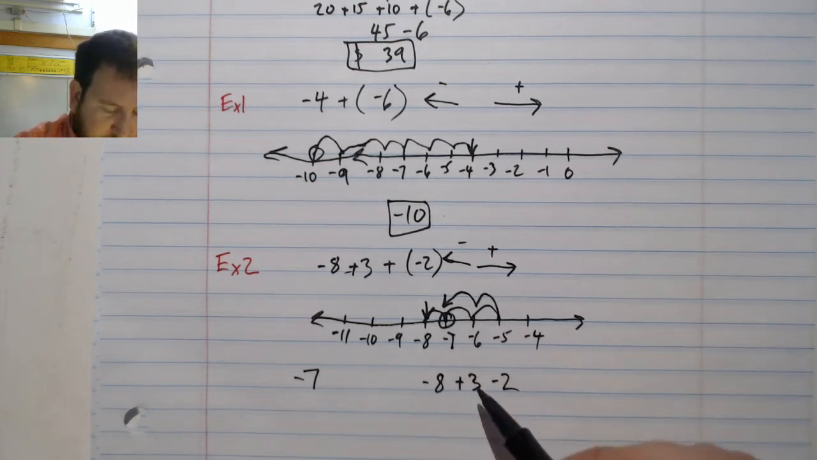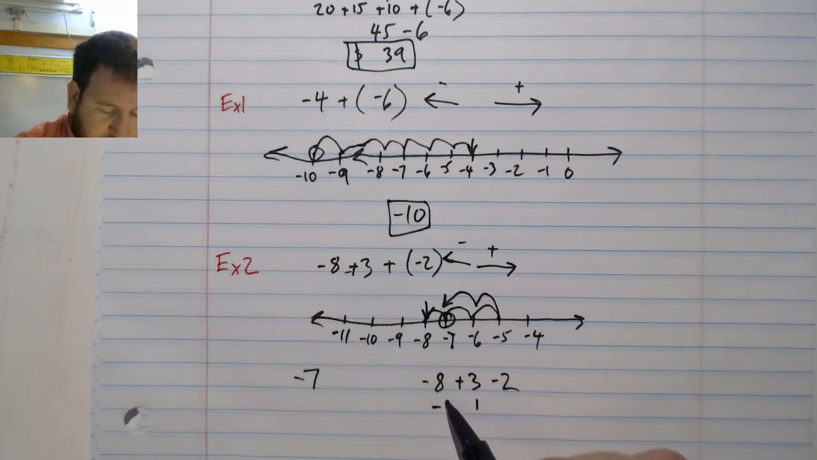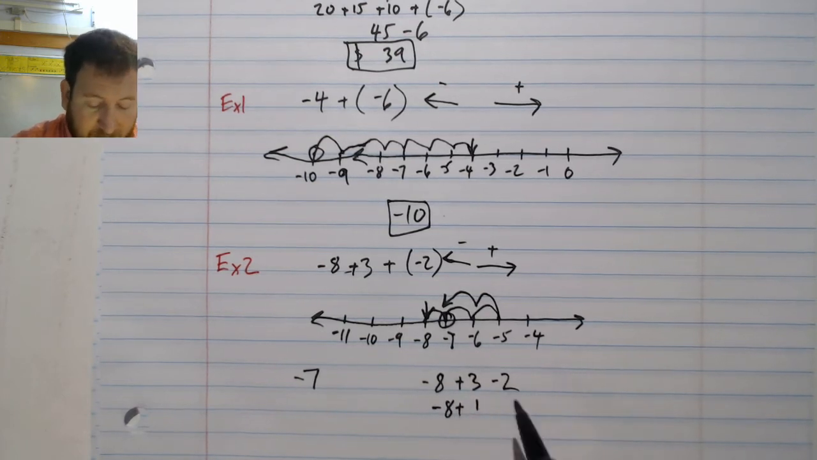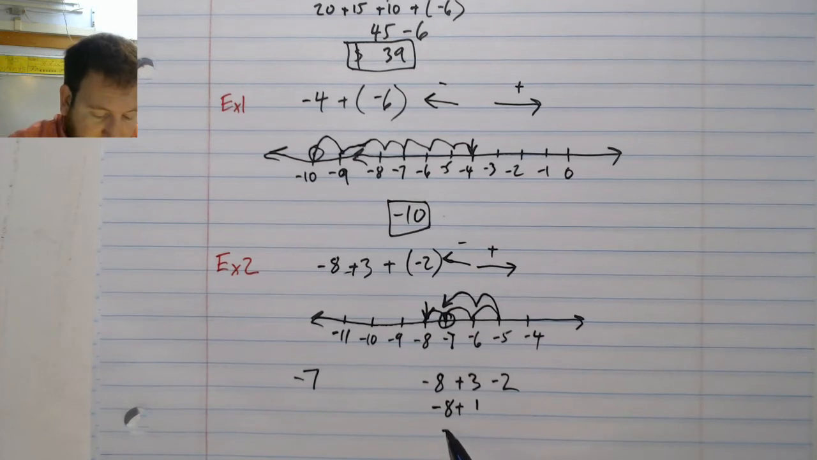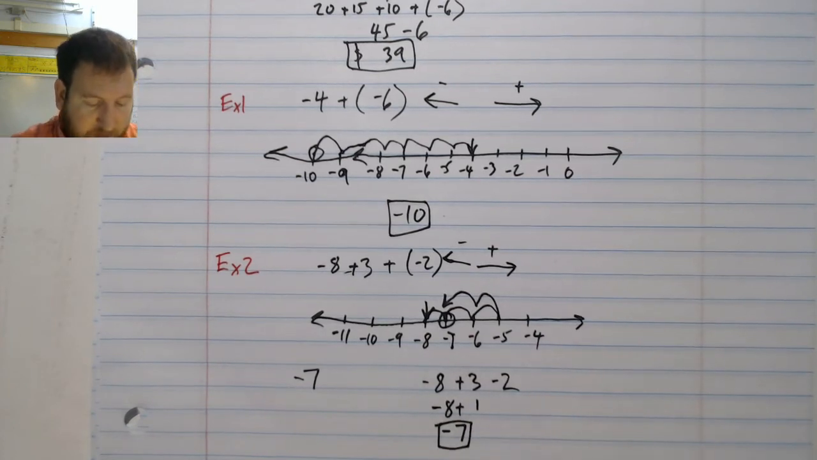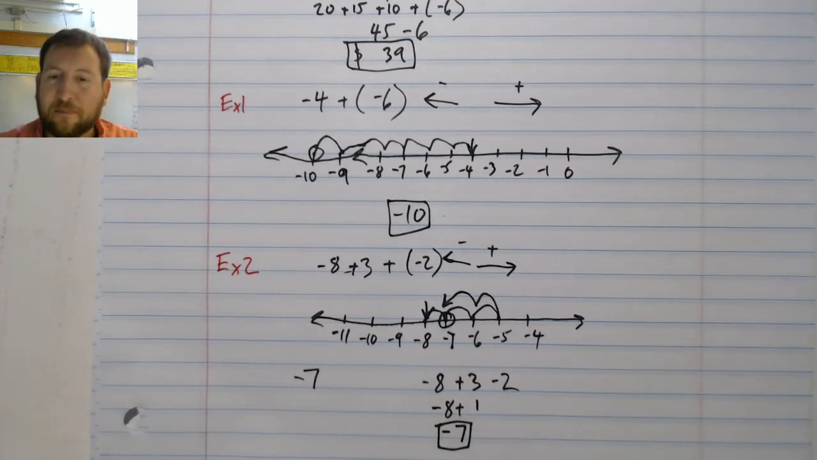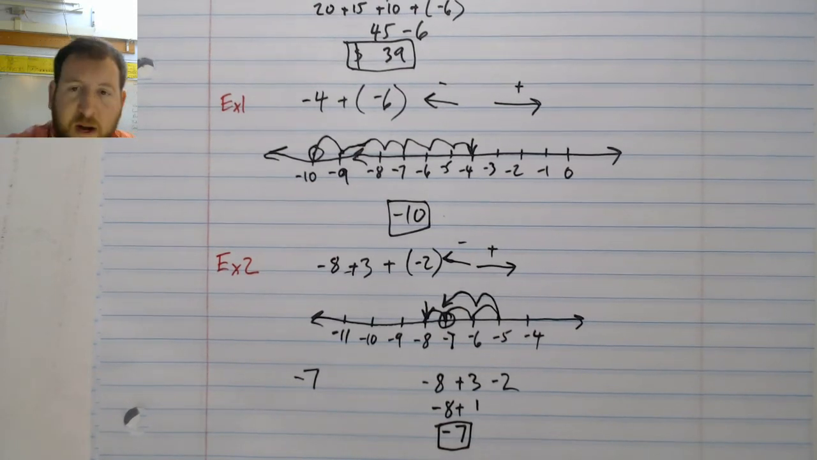Because if I simplify this, I could say, well, 3 minus 2 is 1. -8 plus 1, I know is going to be moving to the right 1. And it's going to end me with -7. Okay? The big key here is remembering to go the correct direction when we are using our number line. I'll do one more example before you guys go on your own.